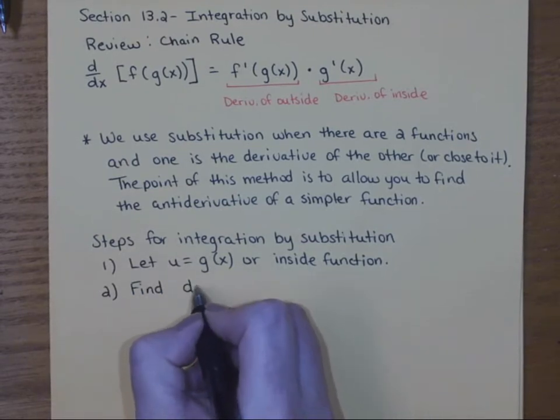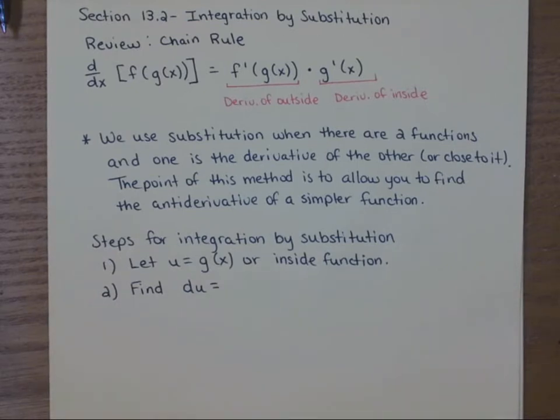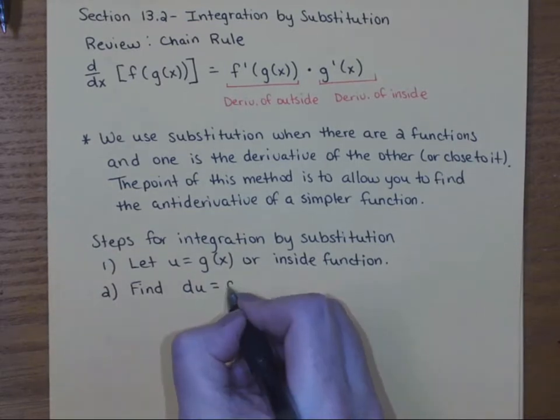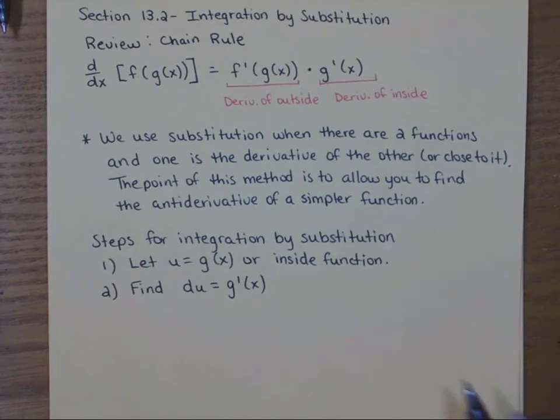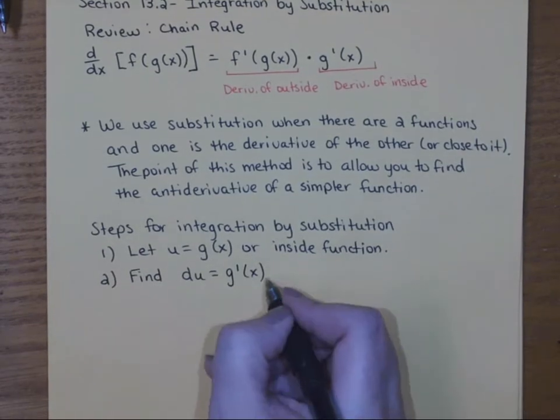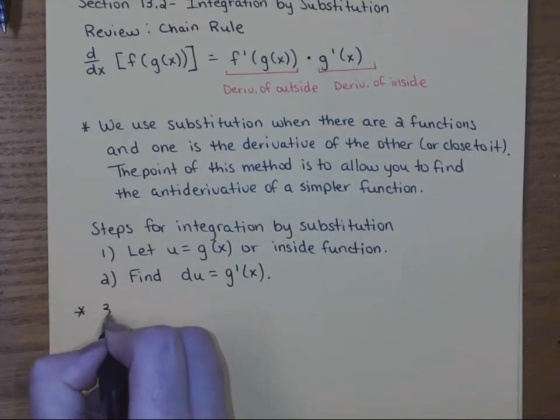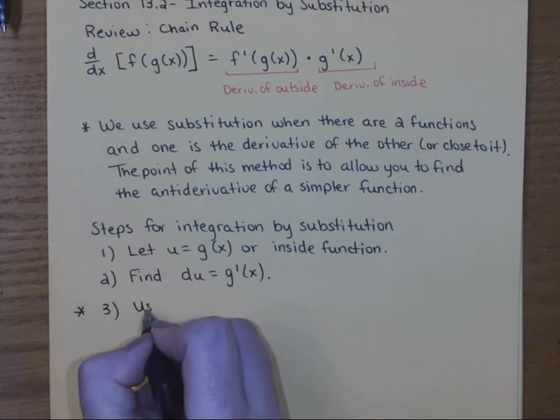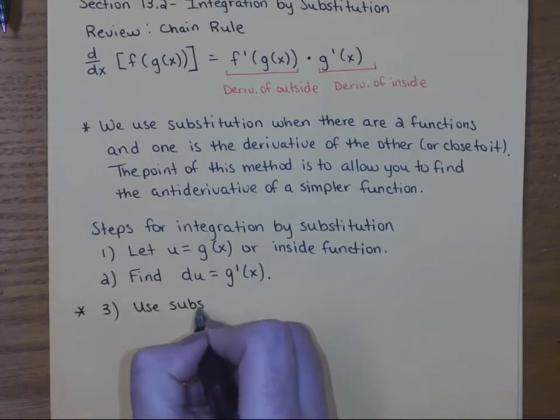So then you're going to find the derivative of u. du means the derivative of u. In other words, you're going to find the derivative of that g of x function. So here's the most important step in the whole method. This is why it's called substitution.